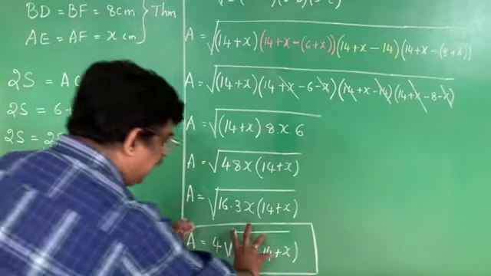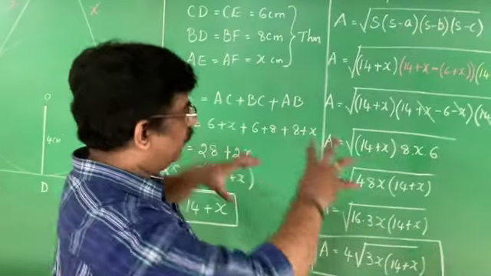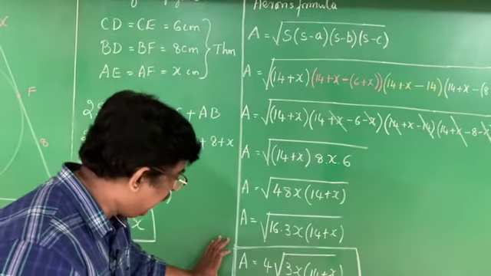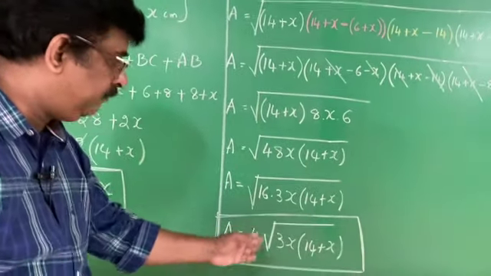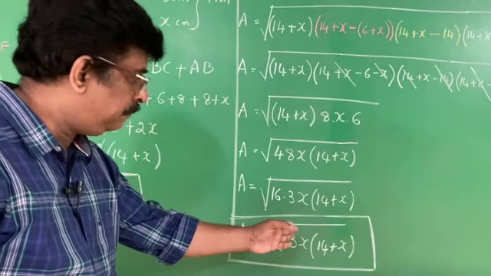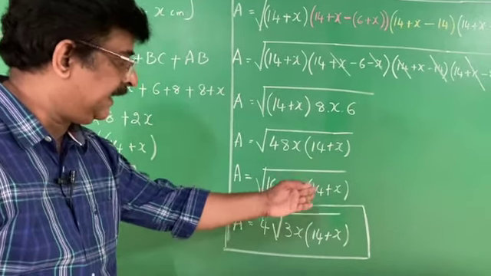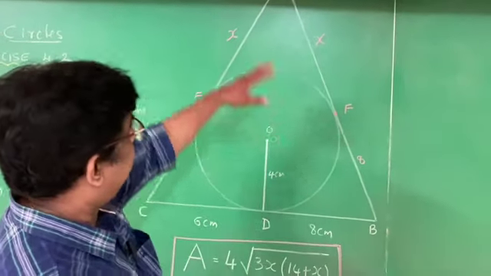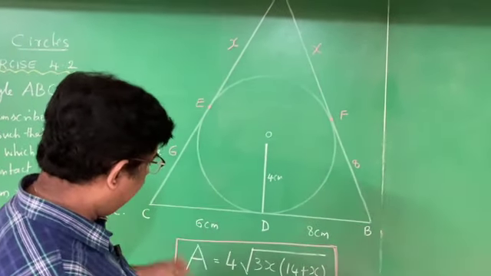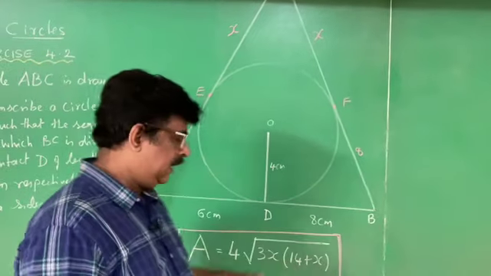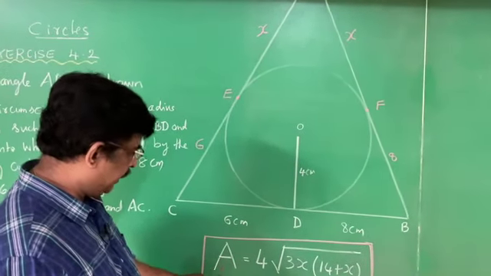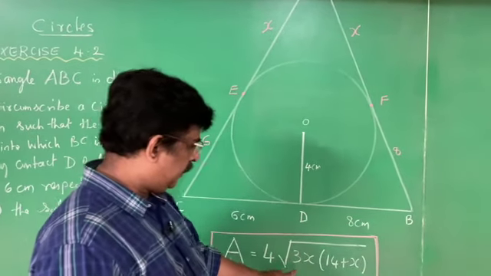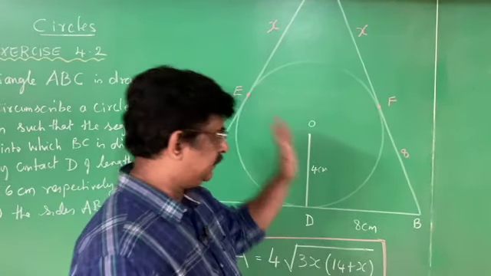This information I carry. Now I erase the board, but I carry this information. Which is that information? A is equal to 4 root of 3x of 14 plus x. I calculated the area of the triangle ABC by using Heron's formula. The area we calculated is A is equal to 4 square root of 3x of 14 plus x.